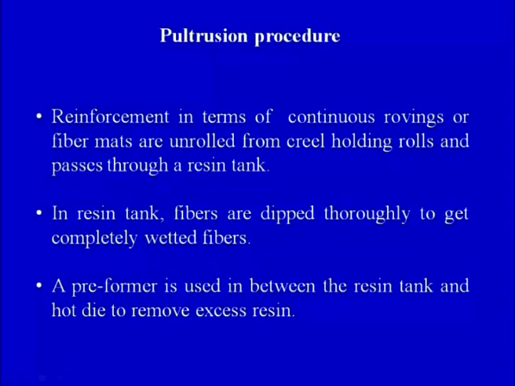So the second stage is, in the resin tank, fibers are dipped thoroughly to get the completely wetted fibers. A preformer is used in between the resin tank and the hot die to remove the excess resin. So when the fibers have been wet in the resin tank, they will be going through the preformer and the excess resin will be removed from there. Why do we want to remove the excess resin?